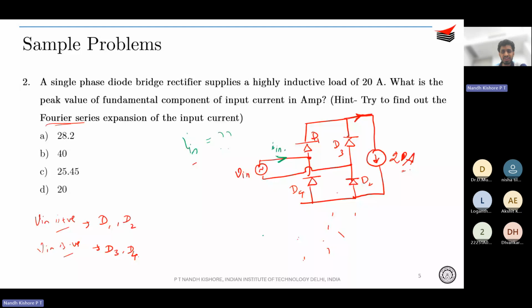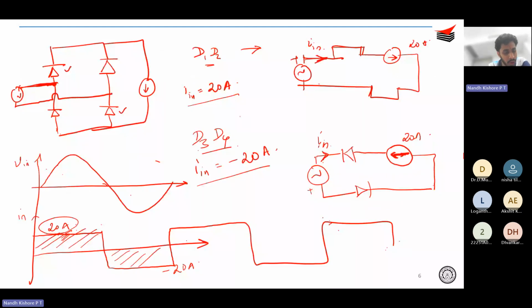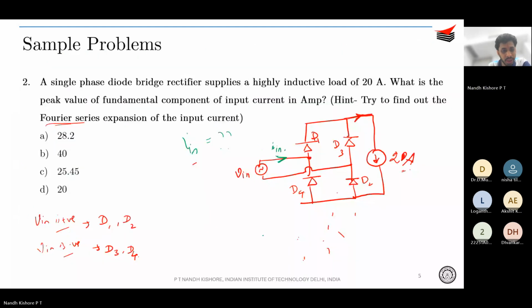However, look at the question. What is the peak value of the fundamental component of input current? Now the point is you got a square wave, but they are asking the peak value of your fundamental component. So how do you find that out? You can do so using Fourier series expansion, correct? They have given that in the hint as well. So if you do Fourier series expansion, what will you end up with?